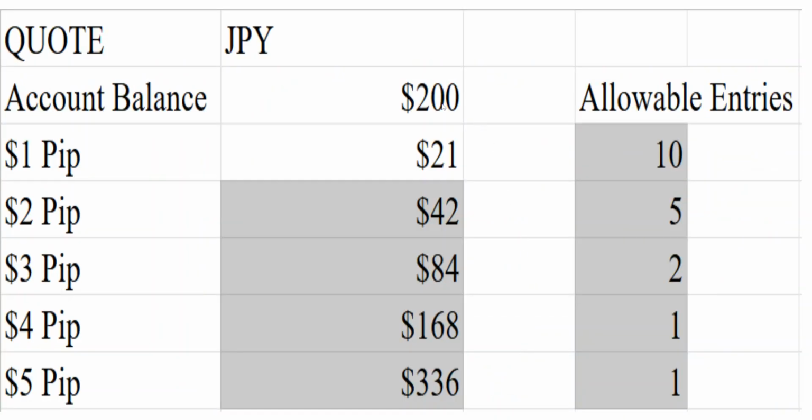So let's say I have an account balance of $200, and then my $21 gives me $1 per pip, $42 gives me $2, and so on. All those numbers are just doubled. So I could take 10 entries at $1 a pip if I wanted to, or I could max out at $4 a pip with just one entry. You do what works for you. You don't have to max out the account. You just look at these numbers to see what's available to you and take the appropriate amount of risk.